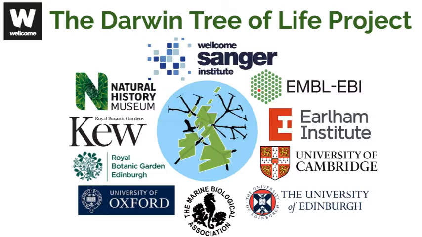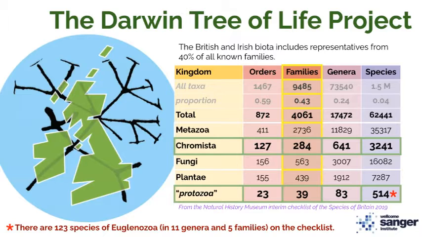The major project, which has now been running for a year, is the Darwin Tree of Life project. As Neil mentioned, this is a collaborative project amongst institutions across Britain. And our idea here is to generate a reference genome for every eukaryotic species that's been described in Britain and Ireland. So this is a huge task. It's 60,000 or so species.